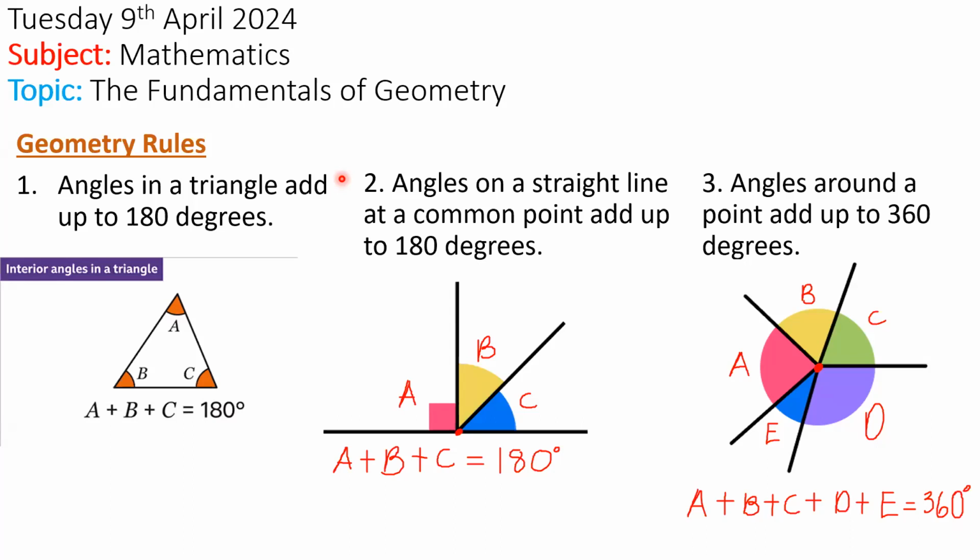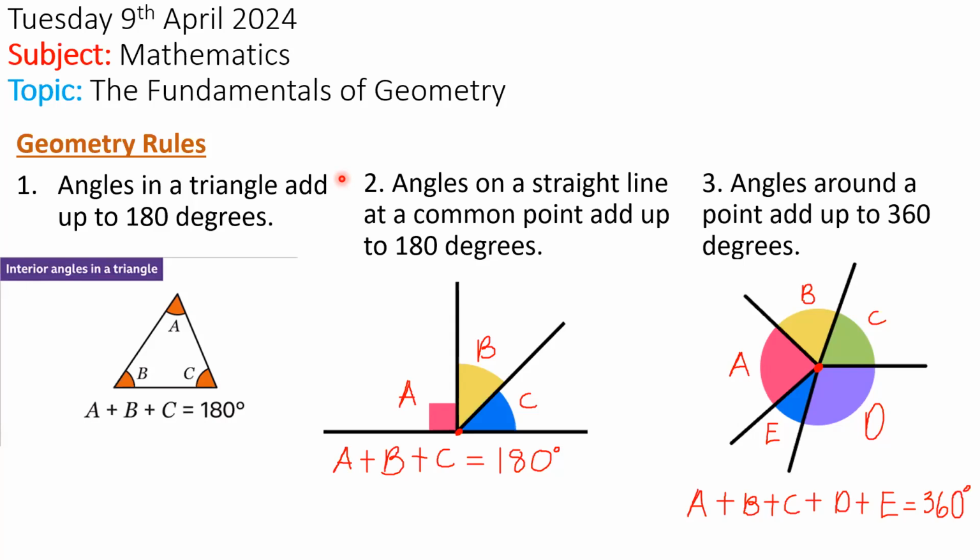Reagan, can you read the three rules for me? Angles in a triangle add up to 180 degrees. Angles on a straight line at a common point add up to 180 degrees. Angles around a point add up to 360 degrees. Very good. So if it's in a triangle, they add up to 180 degrees. If it's on a straight line, it adds up to 180 degrees. And if it's around a point, it adds up to 360.